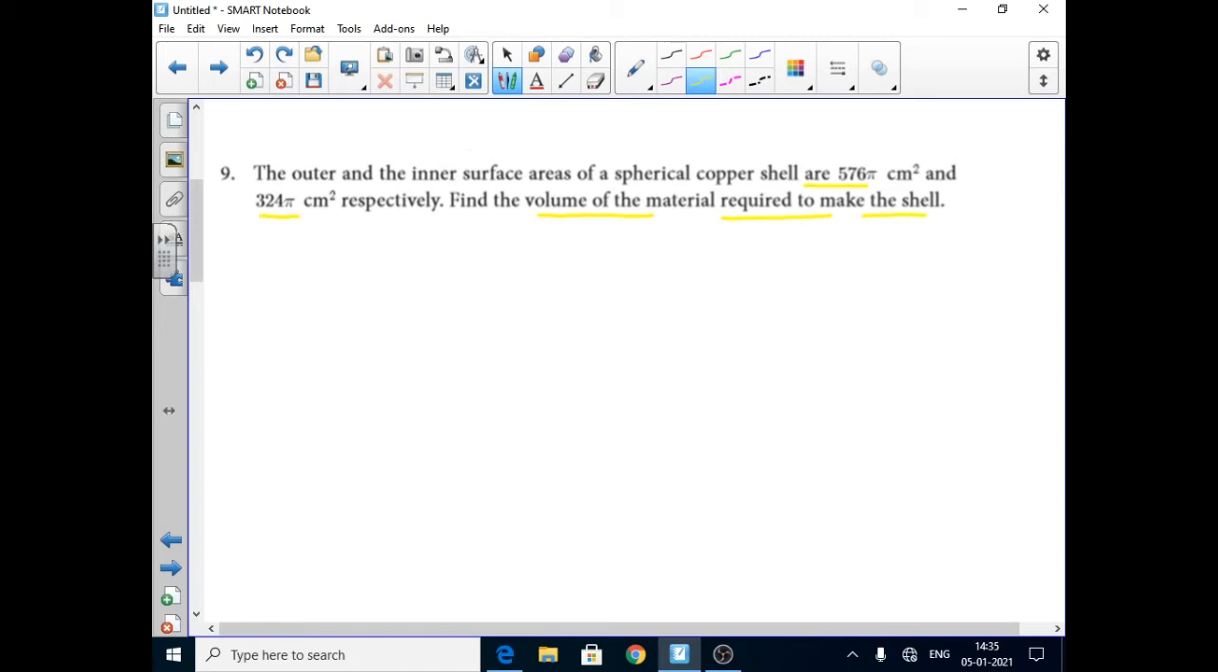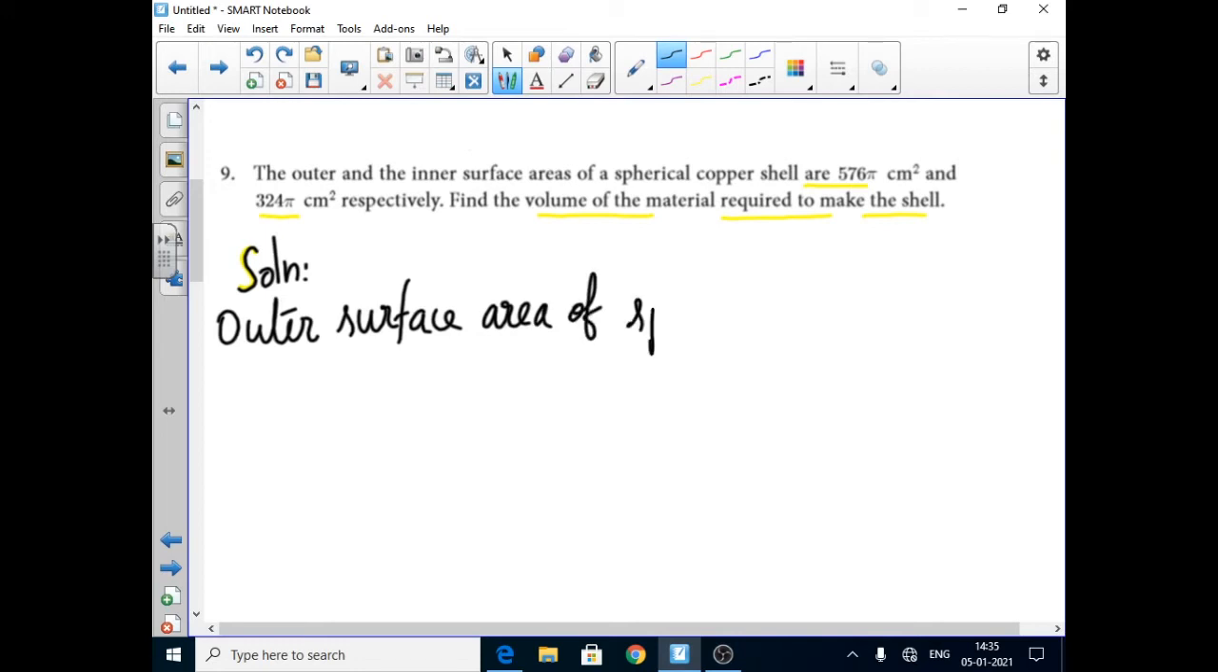Okay, so for this question, solution: the outer surface area of the spherical shell is equal to 576 pi centimeter square. Okay, so what is the formula for a sphere?